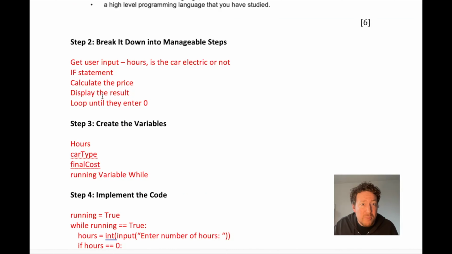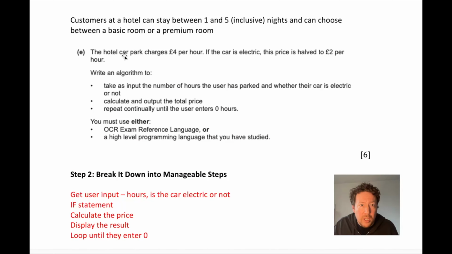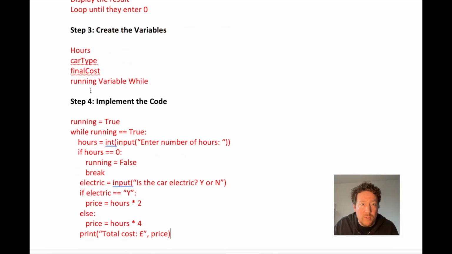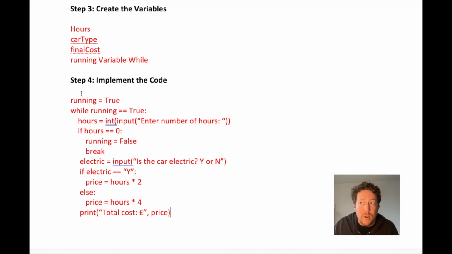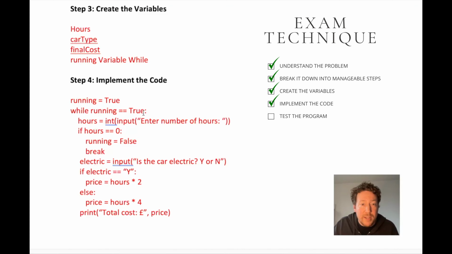I know we broke it down. So the car park charge is £4 per hour. If the car is electric, the price is going to be £2 per hour. We need to write an algorithm to do this. So first we've got our variable for running. We said that's true. So while running equals true, we are going to ask the user how many hours they need to stay for. If they enter 0, we're going to break out of that loop.